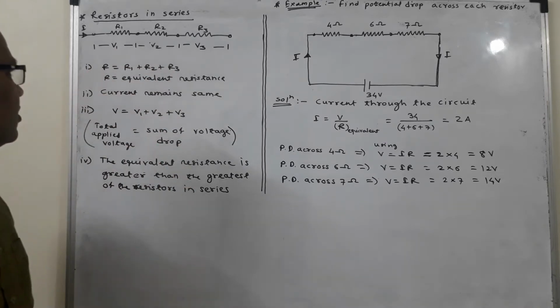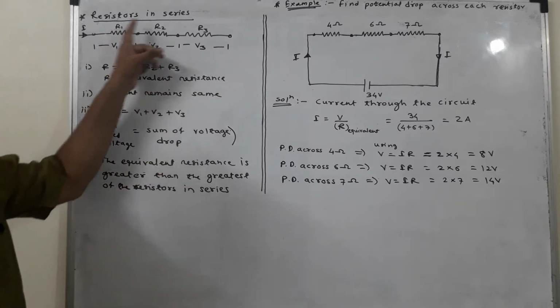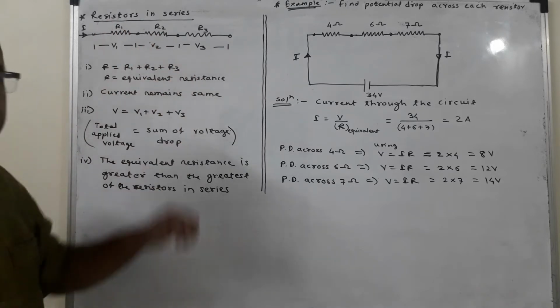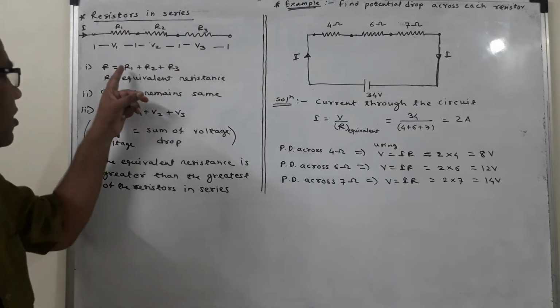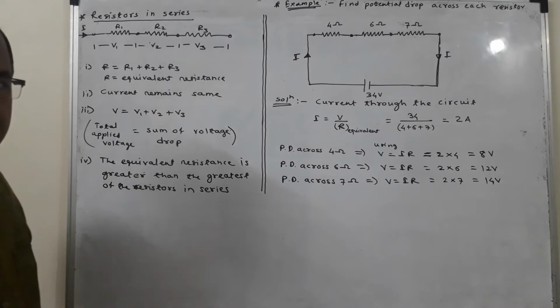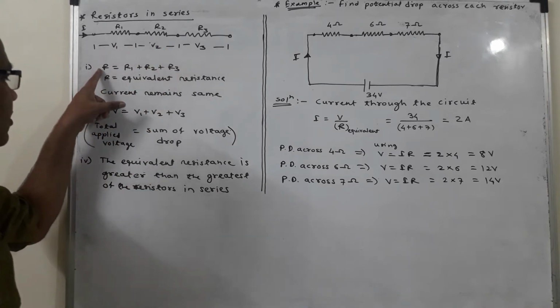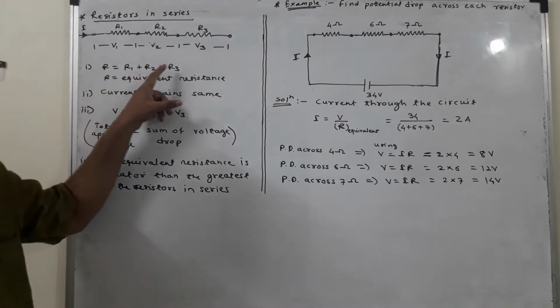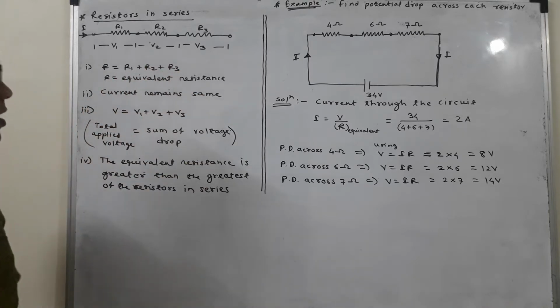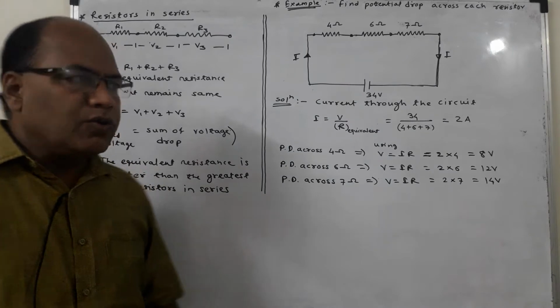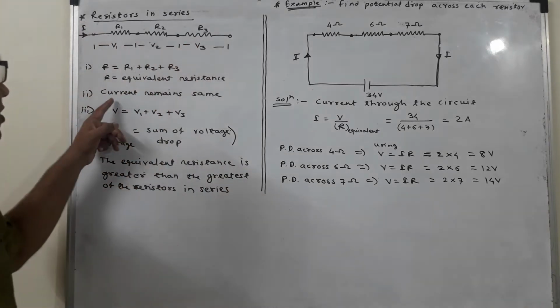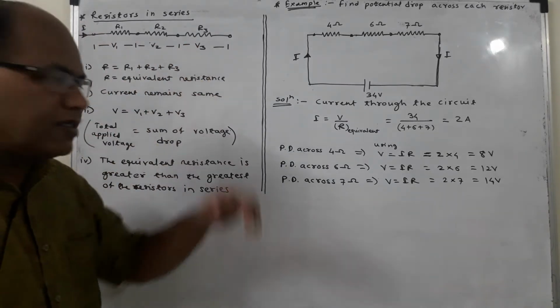Now first point, the equivalent resistance of all these resistances in series is equal to the sum of each individual resistance. So if there are 3 resistances, then R, which is the equivalent resistance, is given as R1 plus R2 plus R3. Second, the current flowing through all the resistances remains the same. So current remains same is the second point.